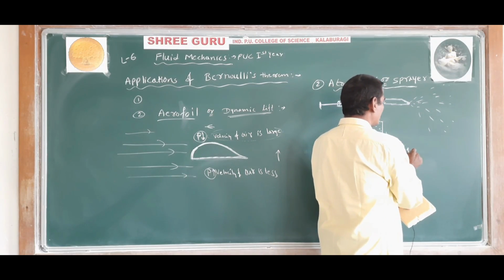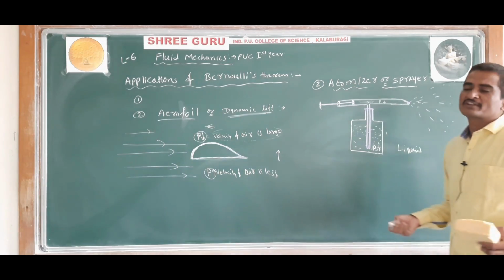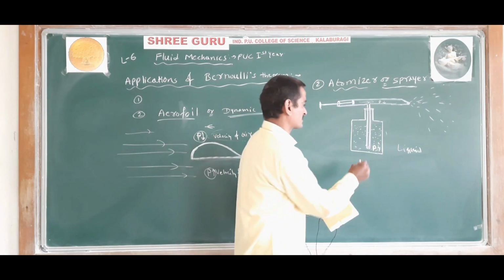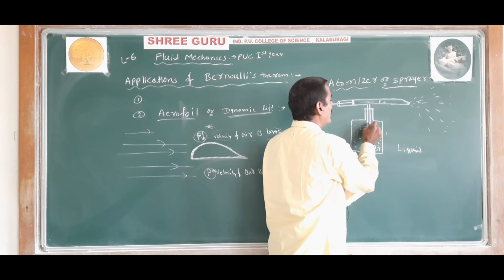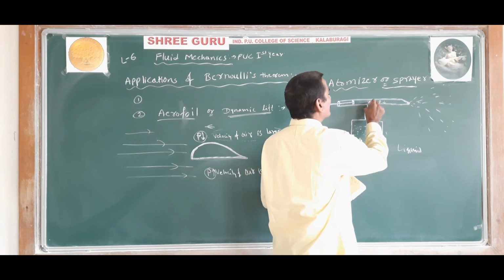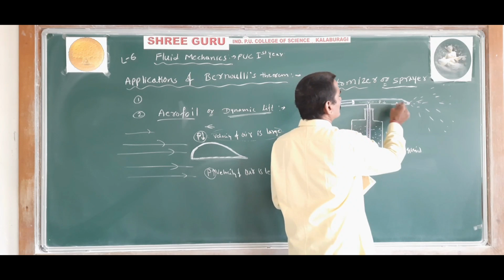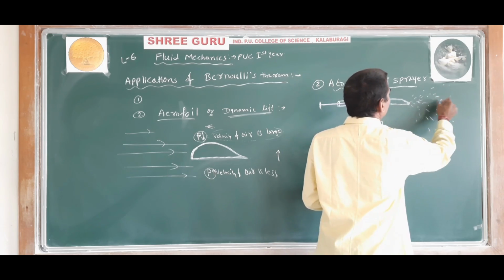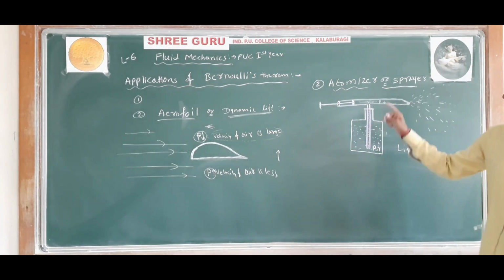Remember that a liquid or fluid moves from higher pressure region to lower pressure region. Here pressure is high and here pressure is low. As a result, the liquid will move up in the vertical tube, and when it gets mixed with the wind, that is air, it spreads into small droplets. The liquid breaks up and spreads into small droplets. So this is working of atomizer or sprayer.